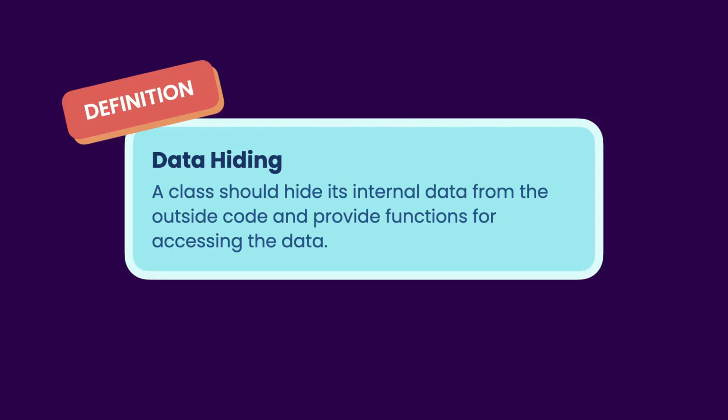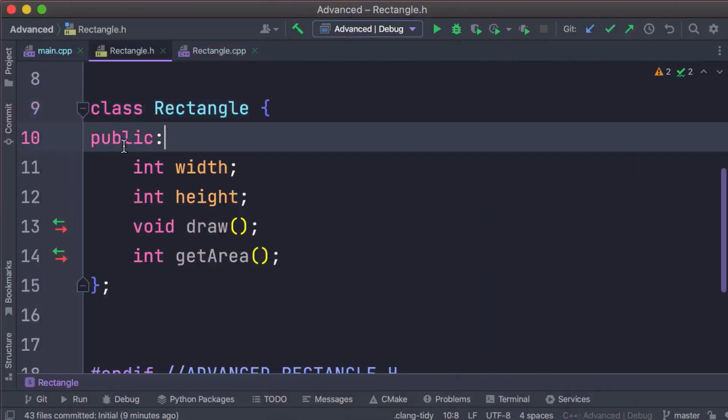But how can we hide an object's internal data? This is where we use access modifiers. So earlier we used the public keyword. This is one of the access modifiers in C++. We also have private and protected. In this section, we're going to talk about private, and we'll talk about protected later in the section called inheritance.